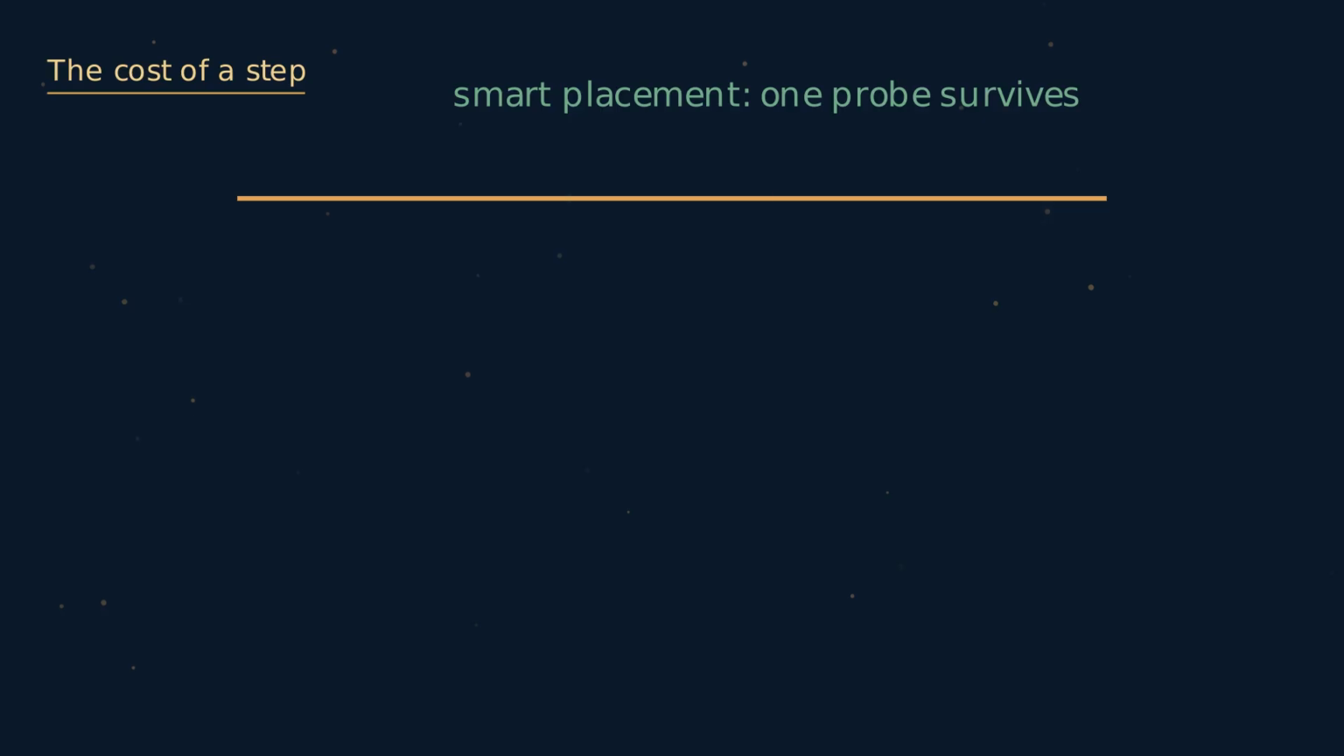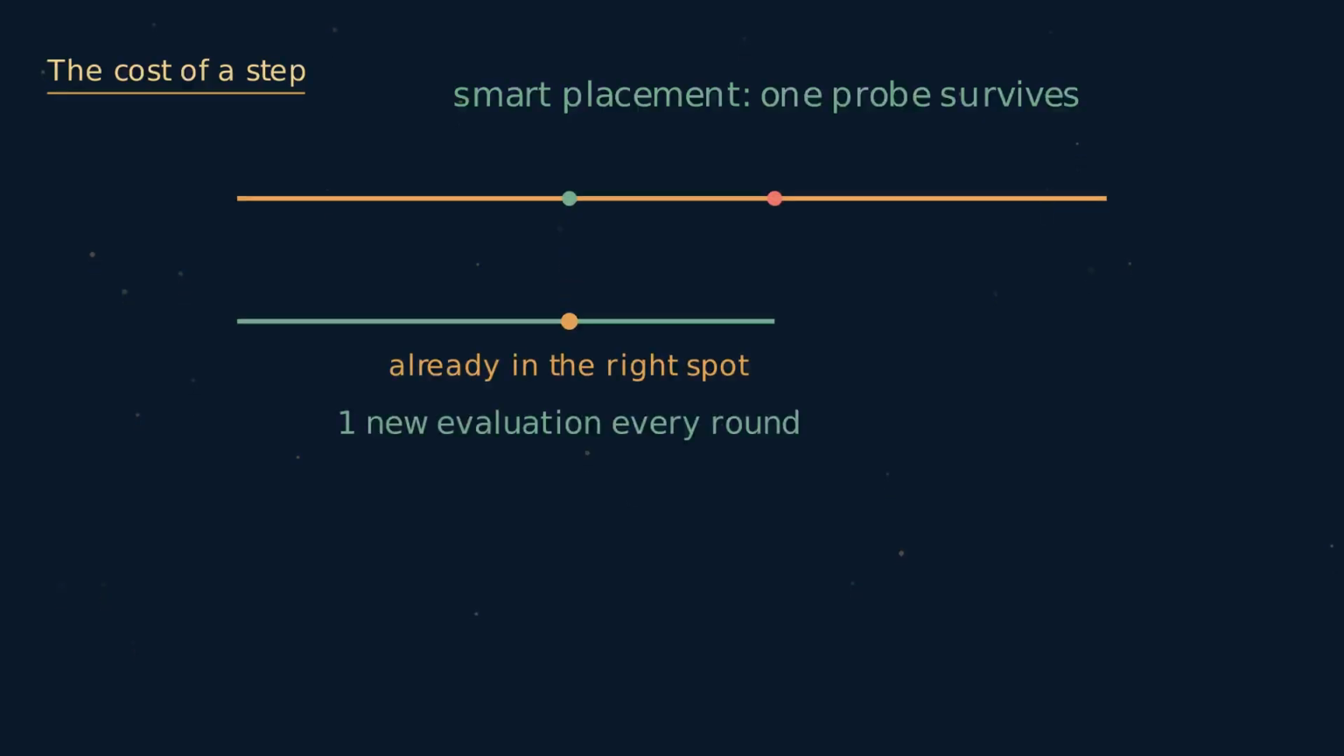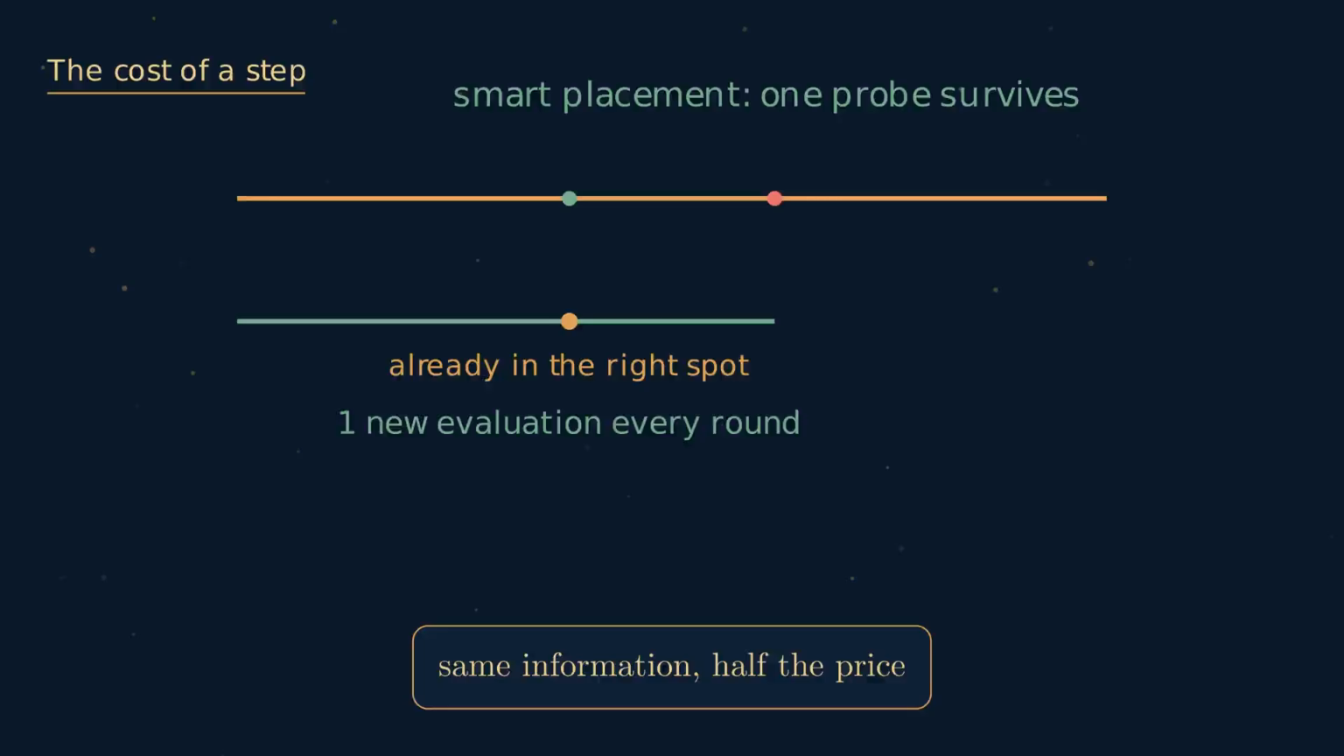Now push the probes outward to a very particular pair of positions. Keep the left piece, and one of the old probes is still sitting exactly where a new probe would have to go. It gets recycled, so each round costs just one fresh evaluation. Same information, half the price. Two famous methods find those magic positions, and they are the heart of this lesson.